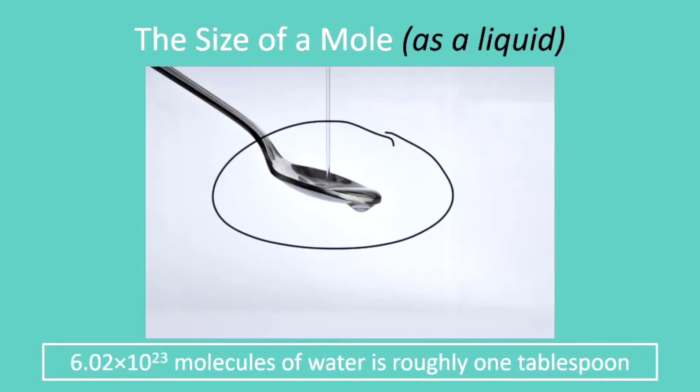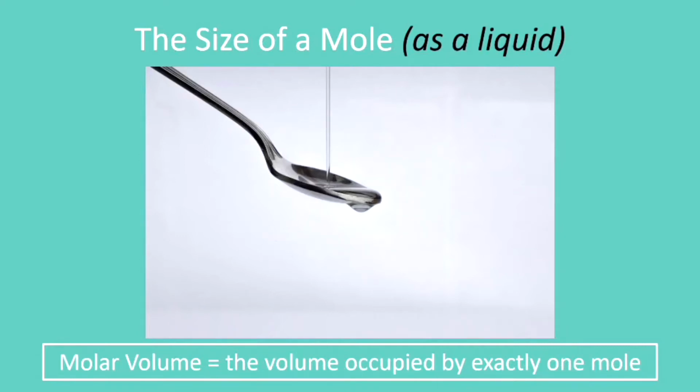Okay, that is exactly what we mean by molar volume. It's the volume occupied by exactly 1 mole, because 6.02 times 10 to the 23rd molecules is a mole. So there's tons and tons of molecules in a tablespoon of liquid. But the amount of space that a mole takes up depends on its phase. How could we figure it out for a gas?